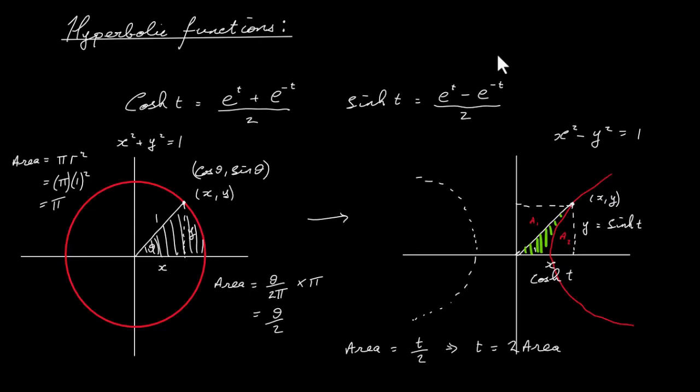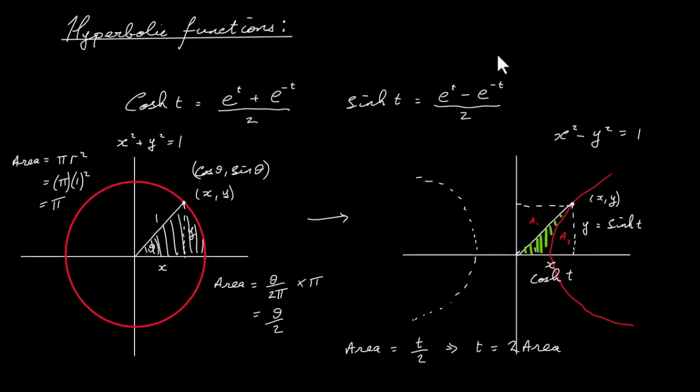So what does that mean? That just means that our input into cosh and sinh is twice the area. It's not an angle anymore as such. So we're going to get cosh of twice the area and sinh of twice the area to work out these values here. So what we want to do is prove, or derive, these two formulas up here.